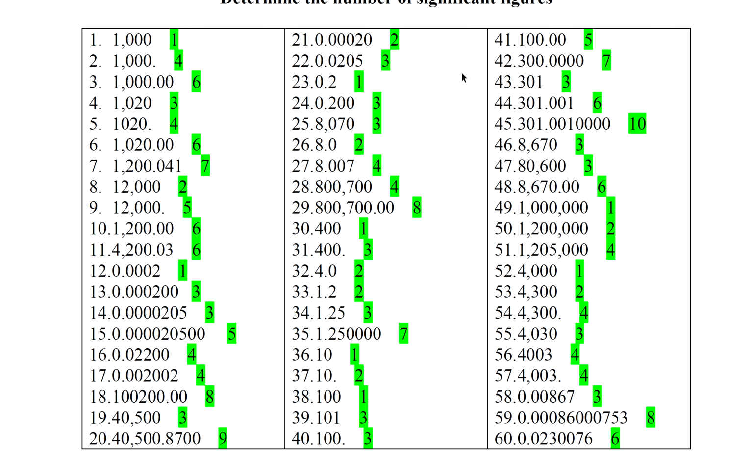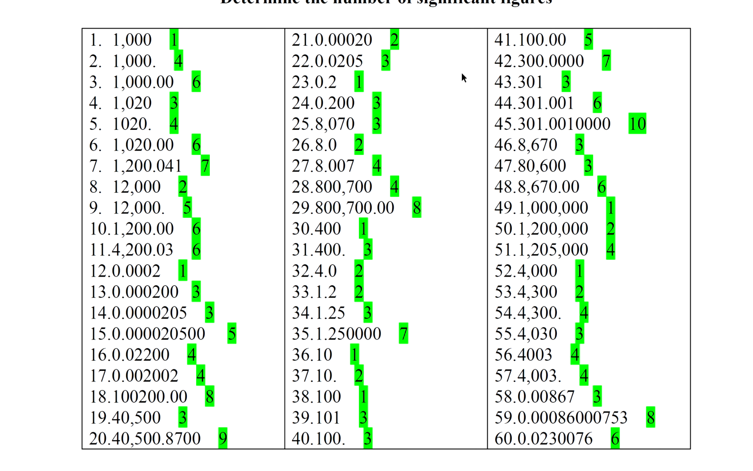Question 27, we have 4 significant figures. Question 28, 4. Question 29, 8, because we have a decimal point. Look at the difference between question 28 and 29. And look at the difference between question 30 and 31. In question 31, we put that decimal point. So everything before the decimal point is significant.